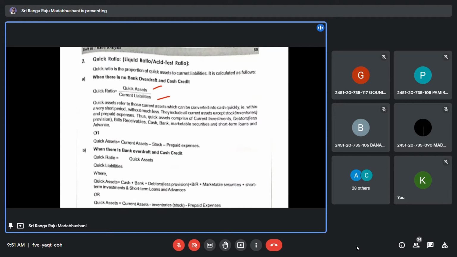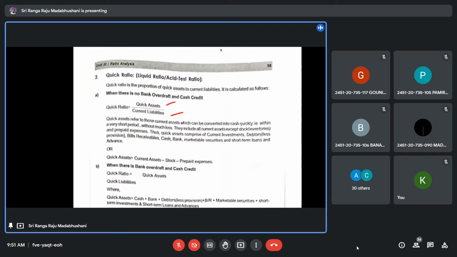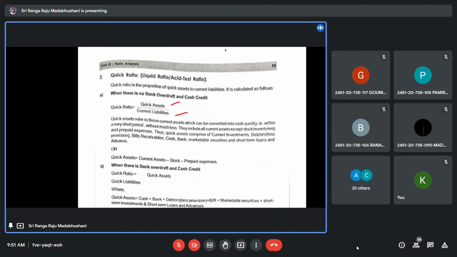And here there are two scenarios: when bank overdraft and cash credits are given, and when bank overdraft and cash credits are not given. So first, when bank overdraft and cash credits are not given, when there is no bank overdraft and cash credit, this is a liability, current liability. Quick assets refer to those current assets which can be convertible into cash quickly, in a very short period.